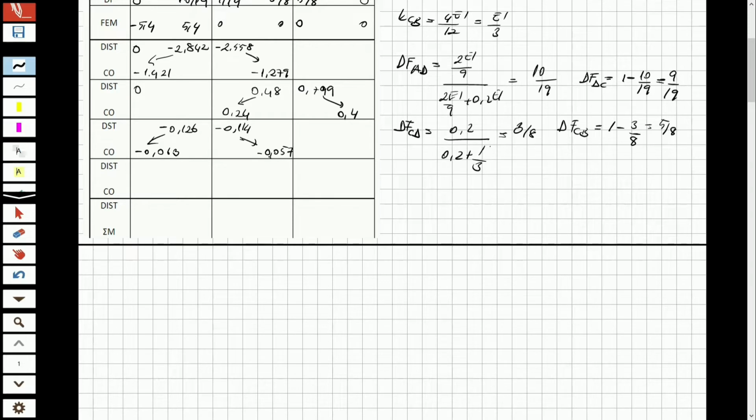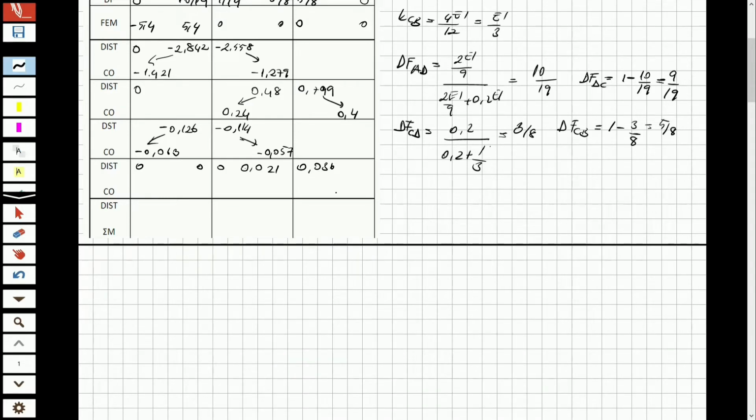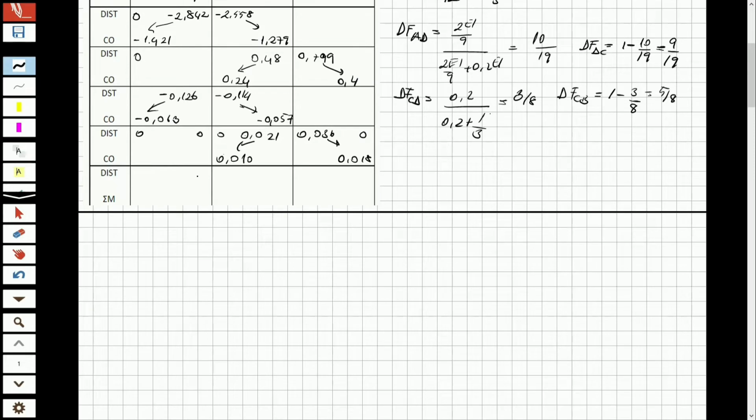I'm going to distribute this moment at the ratio of 3/8 and 5/8. Of course, I'm going to take the negative sign of them. This is going to be 0.021 and 0.036, and this is 0. Take half of this here, 0.018, and half of this here, 0.010. Okay. And when I distribute this moment at this ratio, it's going to be minus 0.005 and minus 0.005.